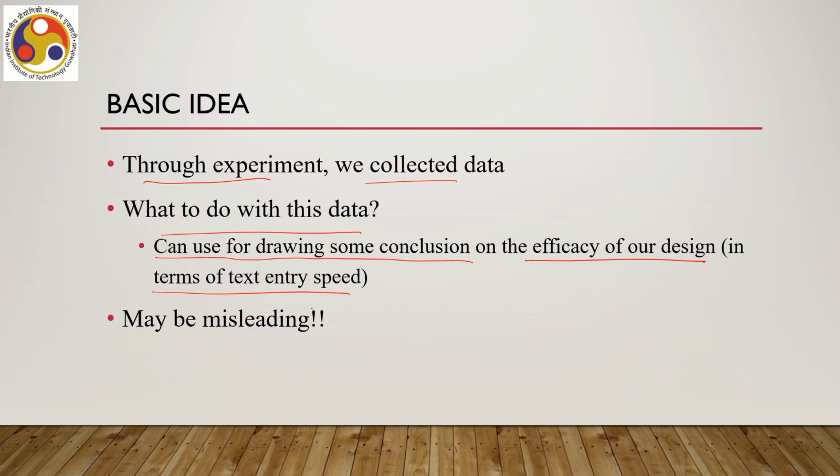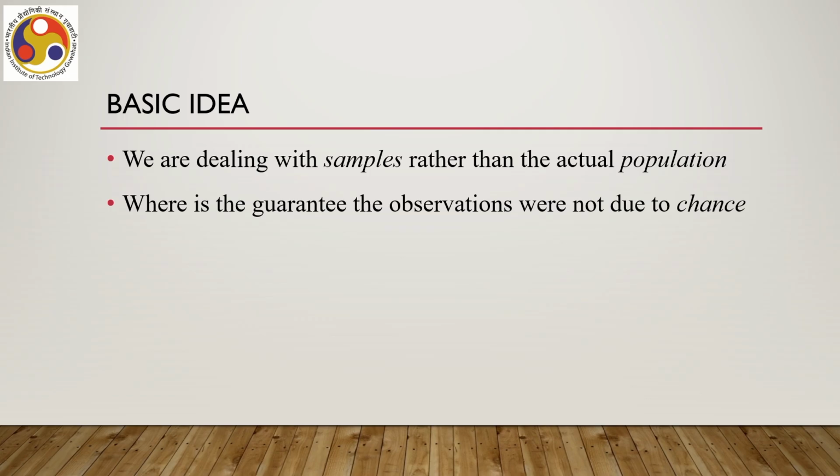However, that straightforward conclusion can be misleading. Why is that so? We are dealing with samples rather than the actual population of users. Now, where is the guarantee that the observations were not due to chance? So, today we got some data and came to a conclusion. Tomorrow, if we change the set of users or change the set of other conditions, will we be able to get the same data with the same conclusion?